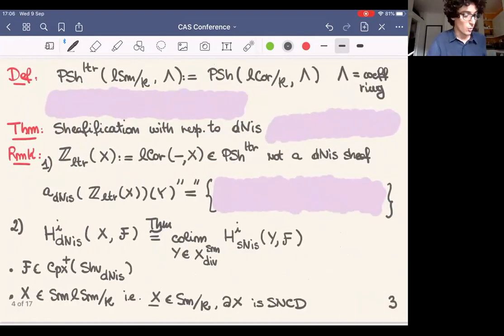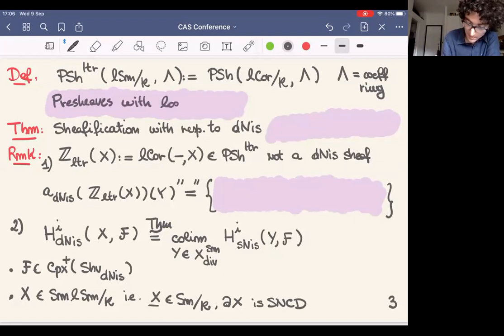All right. So once we do have the setting, we can consider a topology and a category of schemes. We can consider pre-sheaves with values in, say, lambda modules. So lambda is some coefficient ring. If we start from correspondences, we call these pre-sheaves with log transfers. Okay, that's the LTR on top of the pre-sheaf on the left.